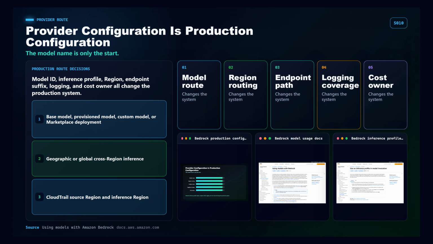Bedrock provider configuration is where use the best model becomes a specific production choice. A developer may call a base model ID, an inference profile, a provisioned model, a custom model, or a marketplace deployment. Cross-region inference can use geographic or global profiles, and CloudTrail can record the source region plus the inference region. Two teams can both say they use the same model family while actually using different regions, endpoint paths, logging categories, cost profiles, and preview terms.